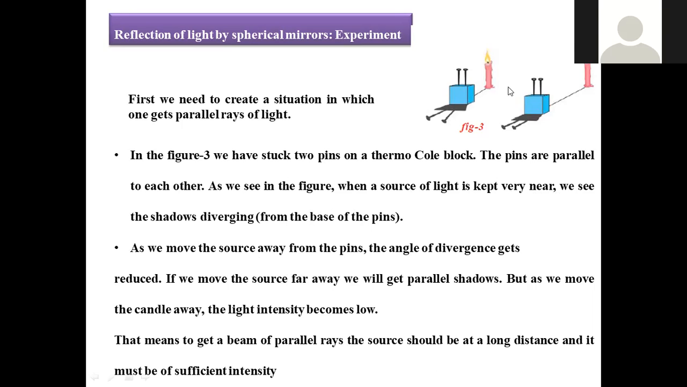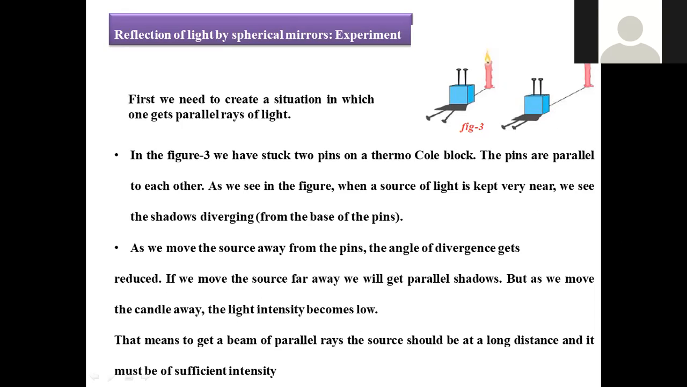As we move the source away. So in the first case, with respect to this thermocol box, the light source was kept very near, and you can observe its shadow. That shadow is observed as diverging light. Now we are moving this light away from the thermocol box. As we increase the distance of the light from the box, what happens? Parallel shadow, but as we move the candle away, the light intensity becomes low.